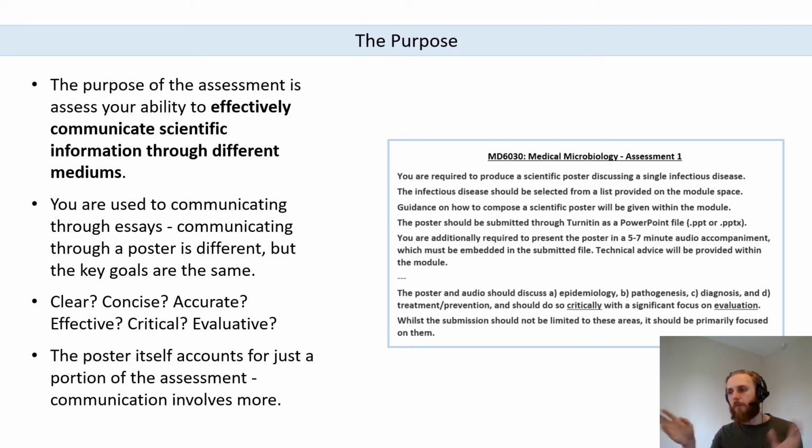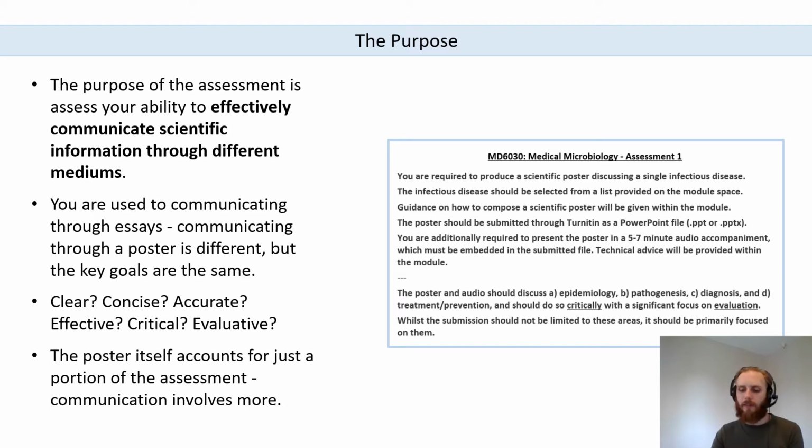That's the 5 to 7 minute audio accompaniment. So that's just a little bit of context for the poster. So just think about that. Think about how you're going to be communicating in a slightly different way. The fundamental underlying things we're assessing are your ability to understand science, your understanding of the topic, your ability to discuss, your ability to assess primary papers and evaluate on all these different scientific principles that are the same as the other assessments. It's just the way we're assessing it that's different.